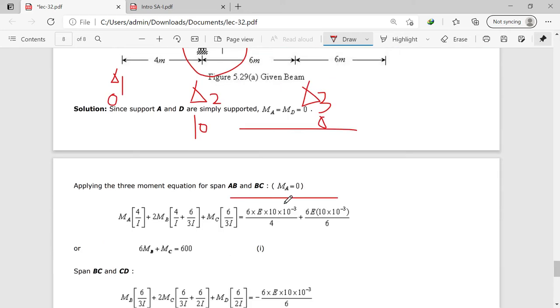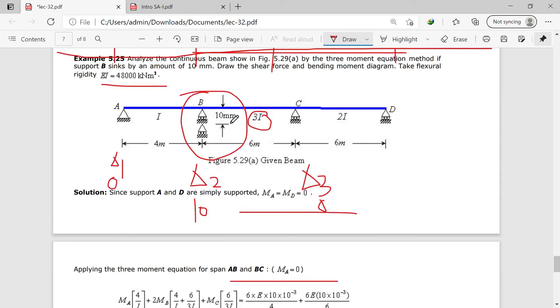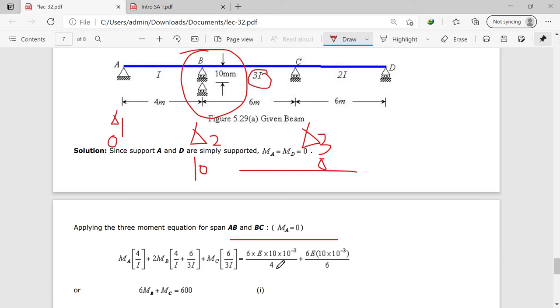So first, 6E times delta 2 minus delta 1, that is 10 minus 0, that is 10. So here directly consider 10 into 10 to the power minus 3 divided by 4. Why has he considered the 10 to the power minus 3 factor here? Because the value is given as 10 mm and the length considered in the denominator is 4 meter, so all the units must be the same. So he has converted 10 mm into meter, which is equal to 10 into 10 to the power minus 3 meter, divided by 4.